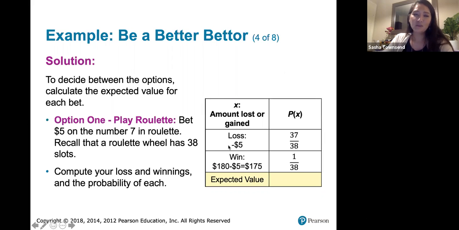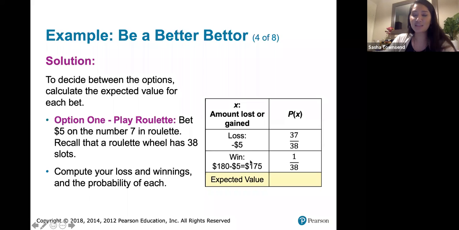So if you lose and you made a $5 bet, you lost $5. Now, if there's only one way to win out of 38 slots, there are 37 ways to lose. So you have a probability of losing of 37 in 38. Now, when you win $180, you paid $5 to play, so the net gain to you is $175. There's a 1 in 38 chance that you'll win that $175.